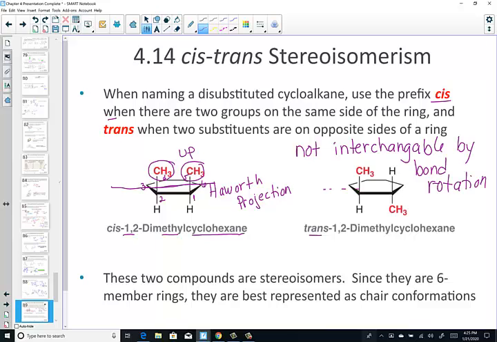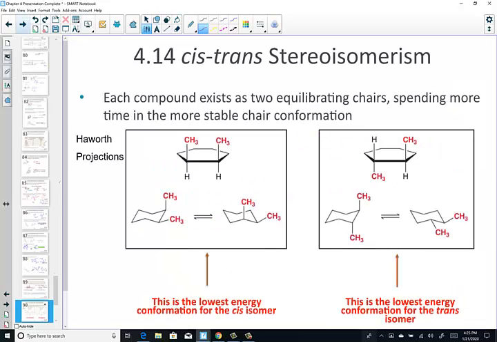They are not interchangeable by bond rotation. So in other words, they are stereoisomers because they're connected in space differently. So what might that look like in Haworth projections is looking and seeing if they're up or down. Notice that this is called a Haworth projection. So I'm getting an idea clearly that these are cis because they're on the same side of the ring, right? Both pointing up, whereas trans, one is pointing up and one down.